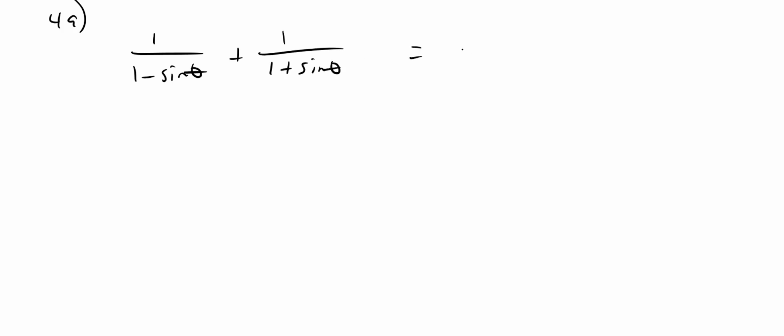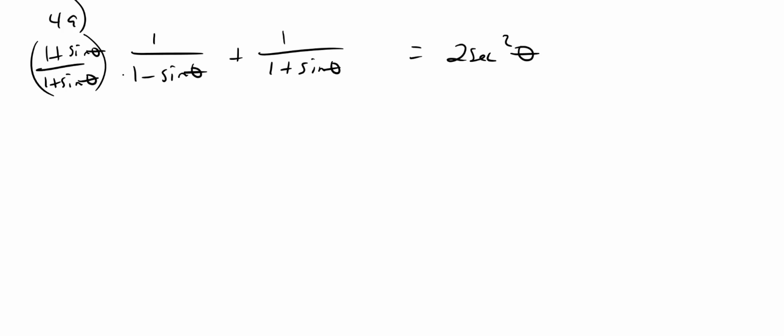49. Okay, now this is going to be a little different. 1 over 1 minus sine of theta plus 1 over 1 plus sine of theta equals 2 secant squared of theta. Of course, the left side is more difficult, and we're going to get a common denominator here. So it's going to be 1 plus sine theta over 1 plus sine of theta.